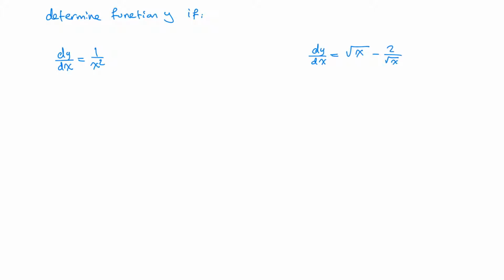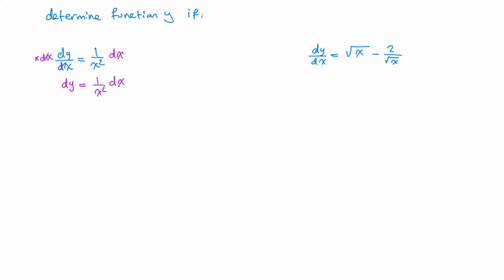Okay, for this question it says determine function y if dy by dx is equal to 1 over x squared. So here what I can do is multiply both sides by dx. So multiply this side by dx, multiply this side by dx, and that removes the dx's here, and I'm left with dy is equal to 1 over x squared dx.